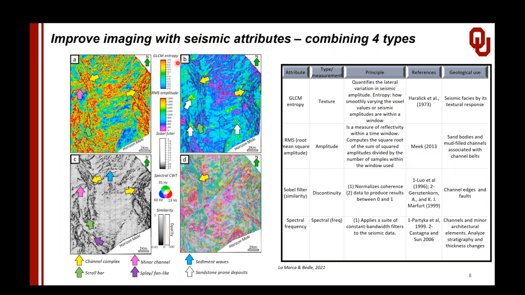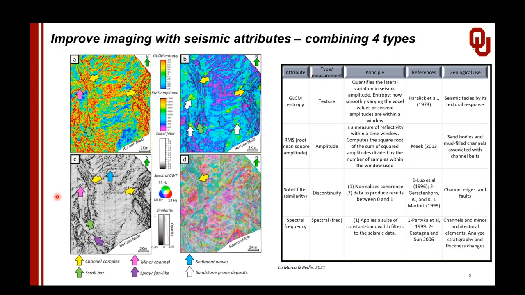We've got in B the RMS amplitude, root mean squared amplitude, and this is an amplitude attribute where we're highlighting changes in the amplitude, which can be related to velocity and density differences in the rocks. Down on the lower left-hand side, we have one of our edge detecting attributes, the Sobel filter. It's a coherence or similarity style attribute.